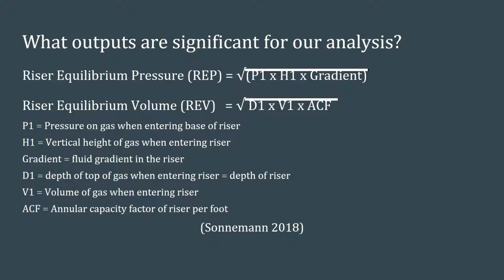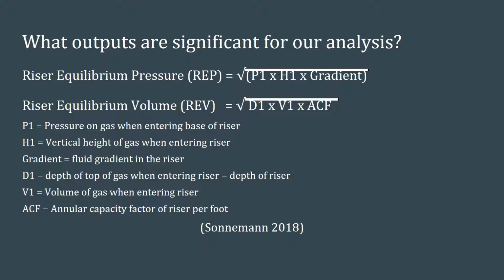The main results that we will be looking at from our simulation to verify or disprove Paul Soneman's model is the riser equilibrium pressure and the riser equilibrium volume. The riser equilibrium pressure is equal to the square root of the pressure on the gas when it enters the base of the riser times the vertical height of gas when it enters the riser times the fluid gradient in the riser. The riser equilibrium volume is equal to the square root of the depth of the top of the gas when it enters the riser, which is equivalent to the depth of the riser, times the volume of the gas when it enters the riser, times the annular capacity factor of the riser per foot.